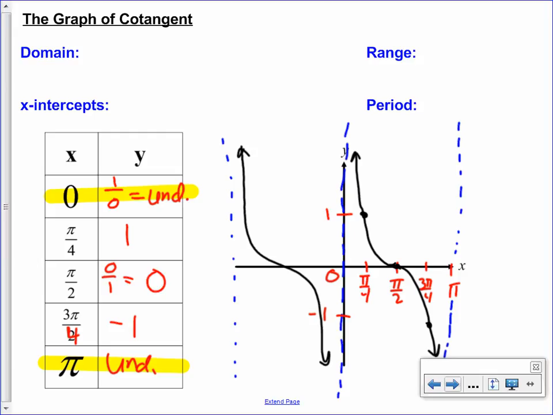Okay. So for tangent, there was an asymptote at every other pi over 2. In this case, you have an asymptote at 0 pi, an asymptote at 1 pi. Where's the next asymptote going to be? 2 pi. So for the domain, there is an asymptote at every pi. So n stands for any, right? At any pi, there's going to be an asymptote.